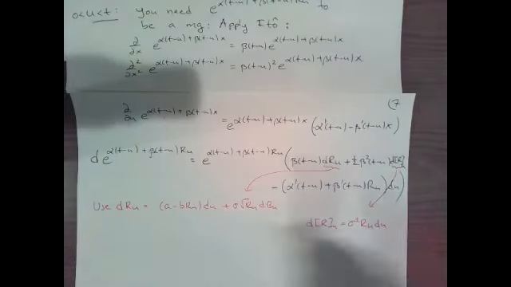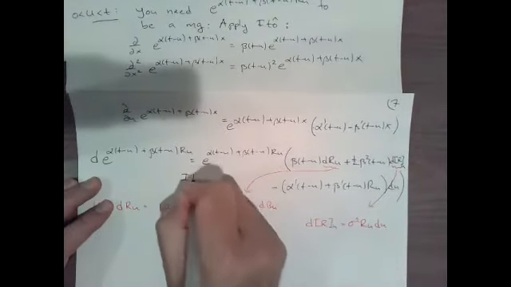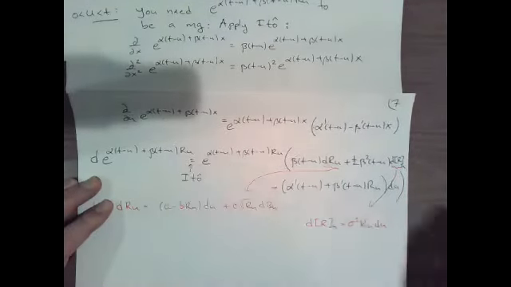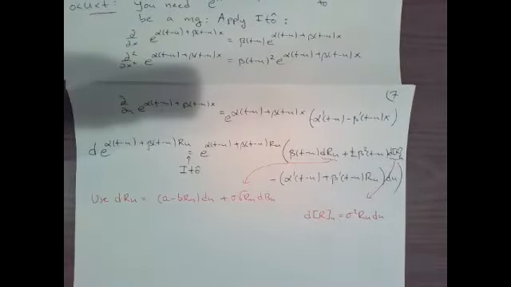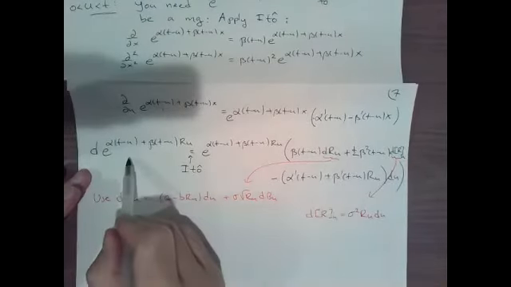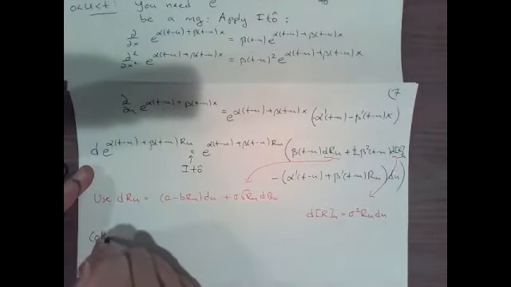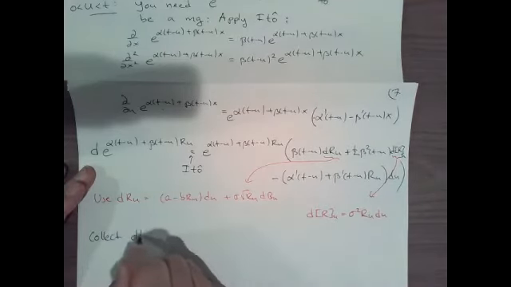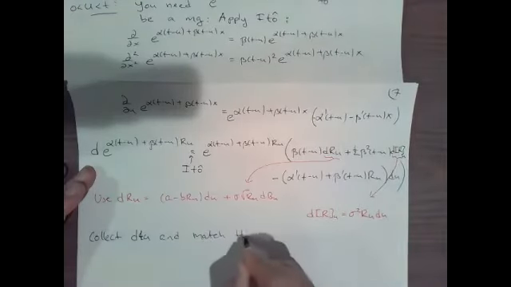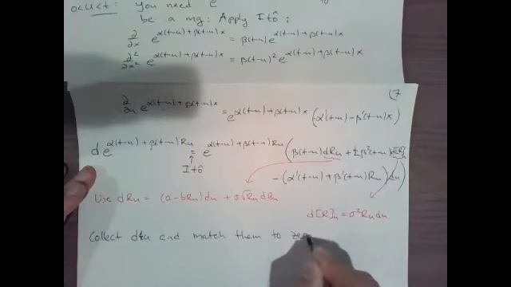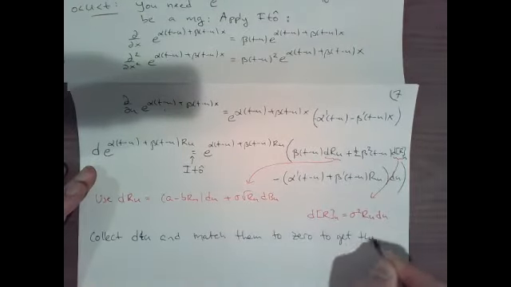Okay, so all the magic happened here. This is Ito. All the magic happened right there. So now what we do is, I want this to be a martingale, so we're going to collect dt terms, du terms, and match them to 0 to get the martingale.